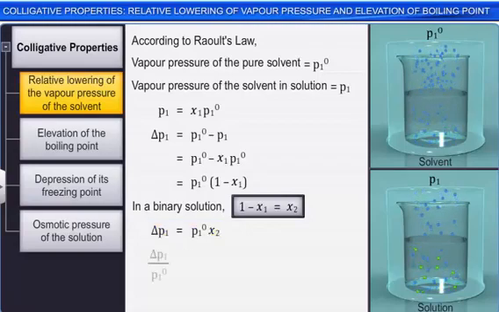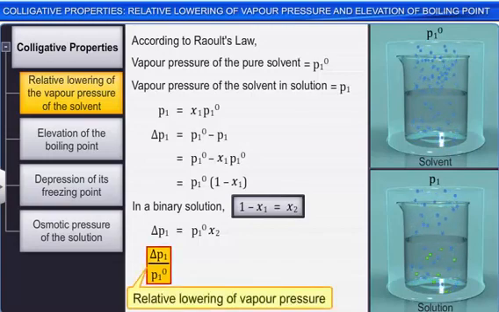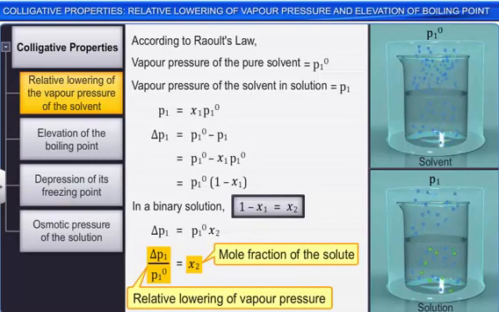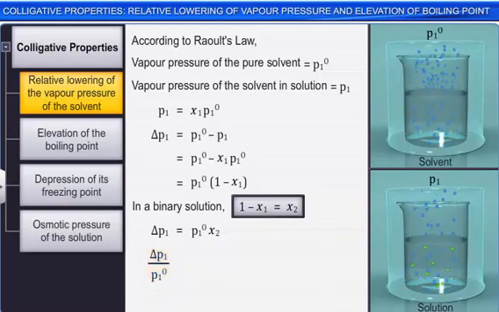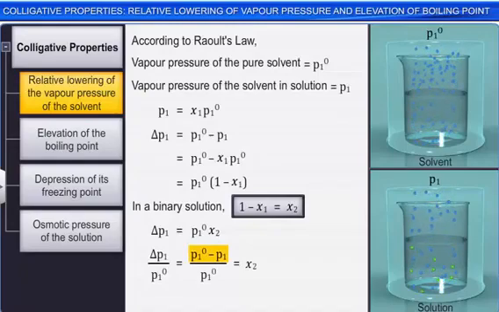The lowering of vapor pressure relative to the vapor pressure of pure solvent is called relative lowering of vapor pressure. Therefore, relative lowering in vapor pressure ΔP1 divided by P1° is equal to X2, the mole fraction of the solute. In other words, (P1° − P1)/P1° = X2. Thus, it can be seen that relative lowering in vapor pressure depends only on the concentration of solute particles and is independent of their identity.